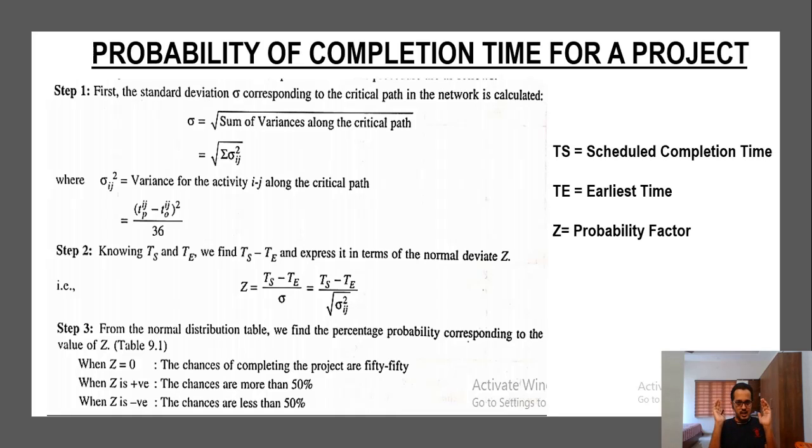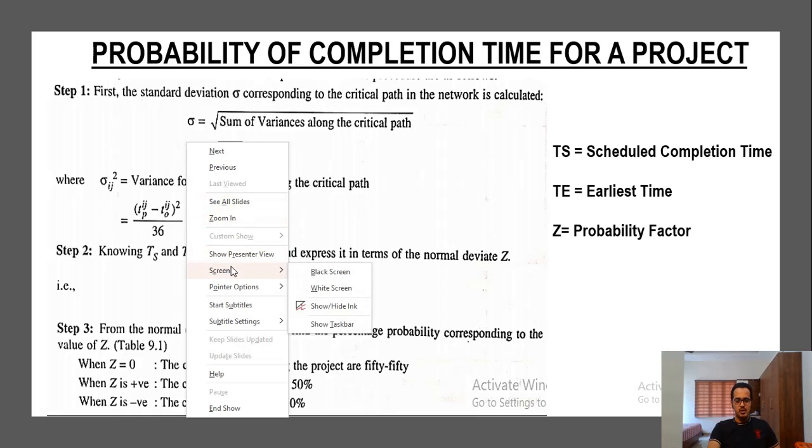Sometimes questions may come in such a manner that they will give us the probability of completing, and we'll have to calculate the duration of the project. Similar questions may come. So I'll explain how we should approach such problems. Step one, it's simple, you just listen. As I told before, we have this variance and standard deviation. The formula for calculating the variance and standard deviation you have already seen.